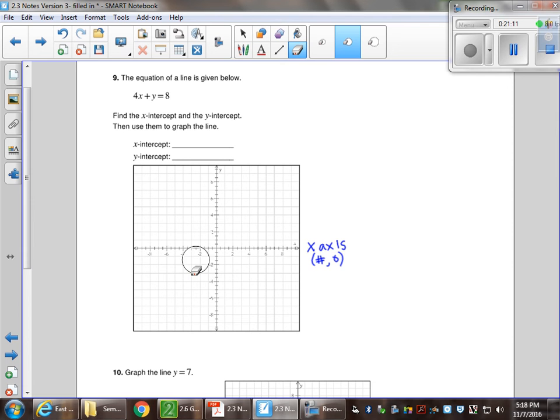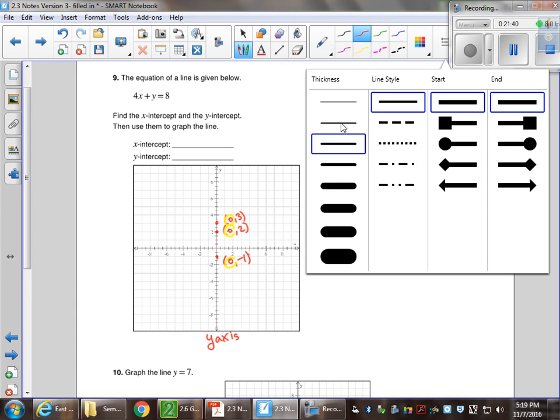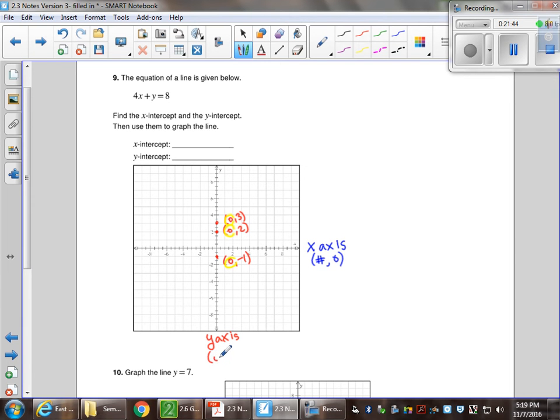Now let's look at what it means to be on the y-axis. Well, let's look at some points. 0, 2. 0, 3. 0, -1. What pattern do you see? 0, a number. 0, a number. 0, a number. So to be on the y-axis, it is always 0, comma, a number. Okay, how can I take this and use it to help me solve my question?